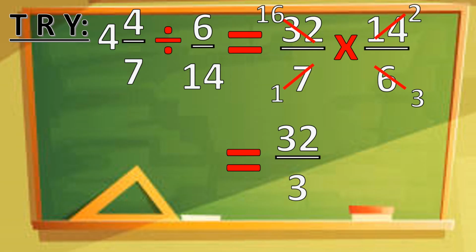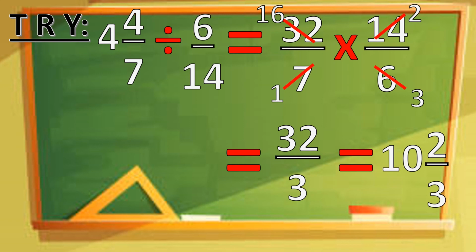And to change an improper fraction to a mixed number, we have to divide the numerator by the denominator. Our final answer is 10 and 2/3. Did you get the same answer? Okay, good job.